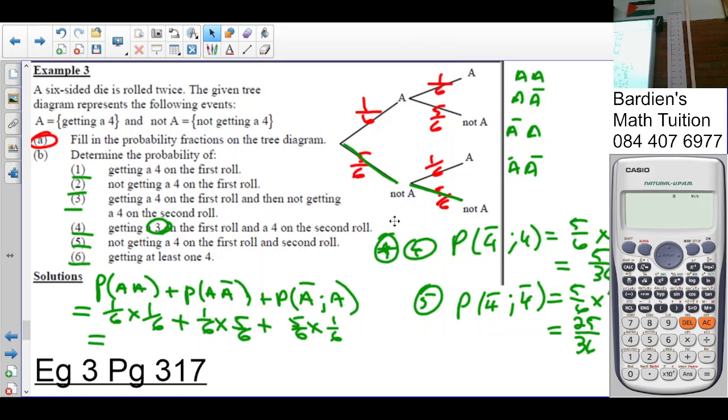I can work it out in parts, or I can just work the whole story out, as I'm going to do here. There's 1 out of 6 times 1 out of 6 plus 1 out of 6 times 5 out of 6 plus 5 out of 6 times 1 out of 6. Okay, is that correct? You can answer 11 over 36.